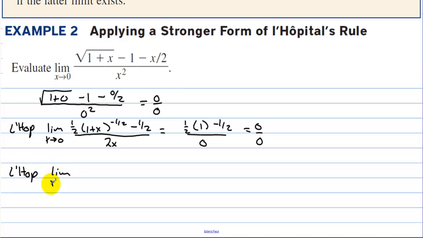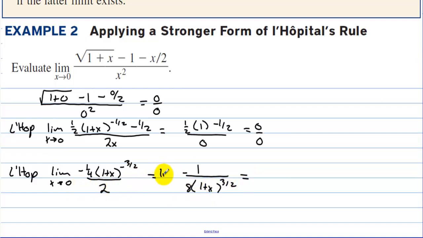We have the limit as x approaches 0 of, now we have negative 1/4 times 1 plus x to the negative 3/2. The derivative of negative 1/2 is 0, and then in the denominator we have 2. That's equal to negative 1 over 8 times 1 plus x to the 3/2. Now when we plug 0 into this, I guess we still have limit as x approaches 0 here. When we plug 0 in, this piece becomes 1. The answer is negative 1/8. So the original limit of this function as x approaches 0 is also negative 1/8.